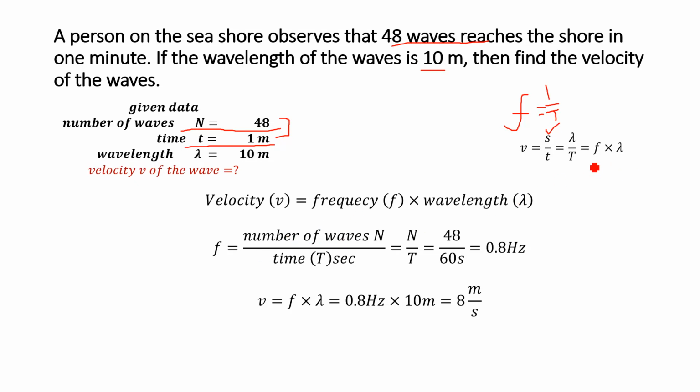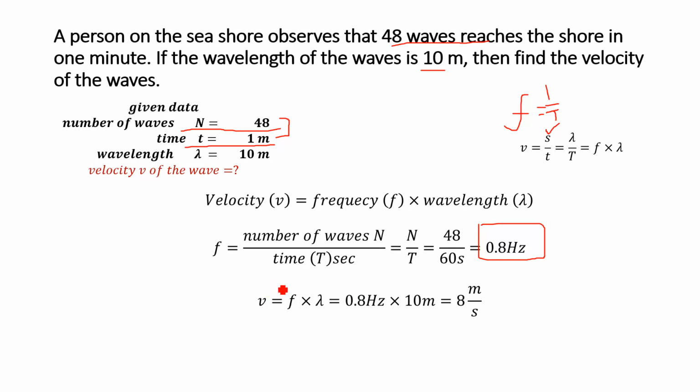Now for calculating the frequency, frequency is equal to number of waves divided by time. The number of waves is given as 48. We will divide it by time, 1 minute, which is equal to 60 seconds. So 48 divided by 60 seconds is equal to 0.8 hertz.